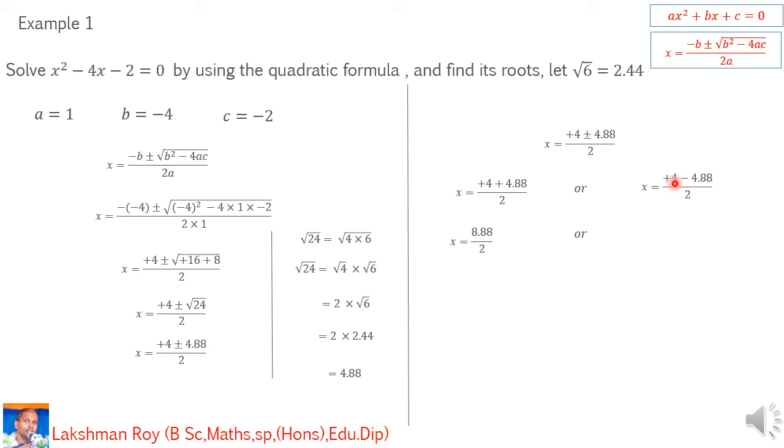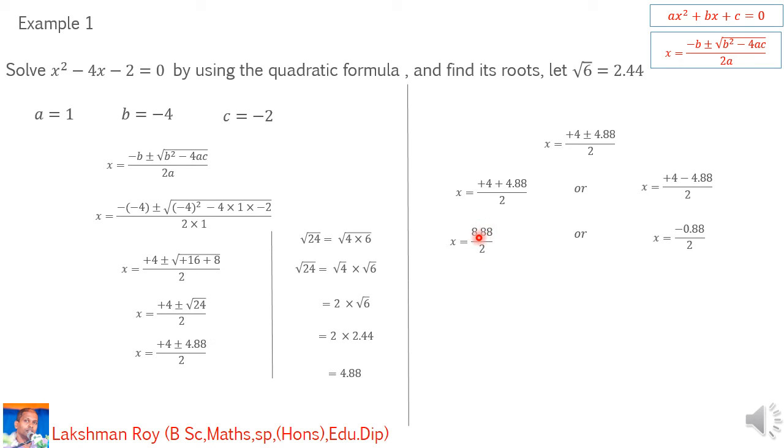Then how to simplify this one? This number is positive, this number is negative, right? So one is positive, one is negative, which means you have to subtract the lesser value from the greater value. That means 4 subtracted from 4.88, then you get 0.88. What is the sign? The sign is that of the greater number, that is negative, right?